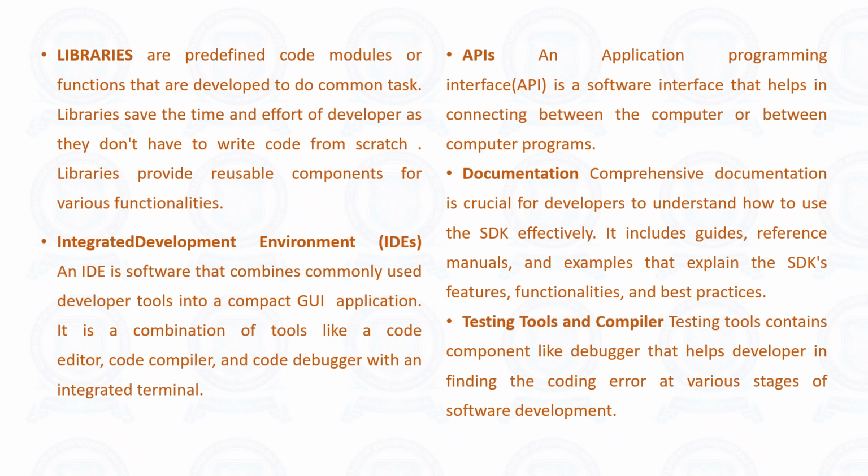The next component is the API. An application programming interface is a software interface that helps in connecting between computers or between computer programs. Documentation.